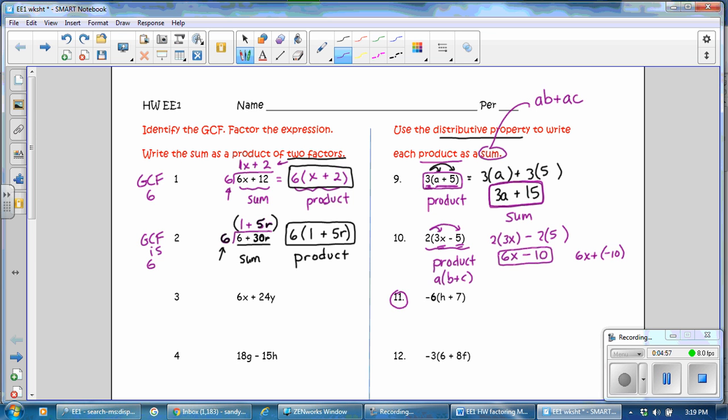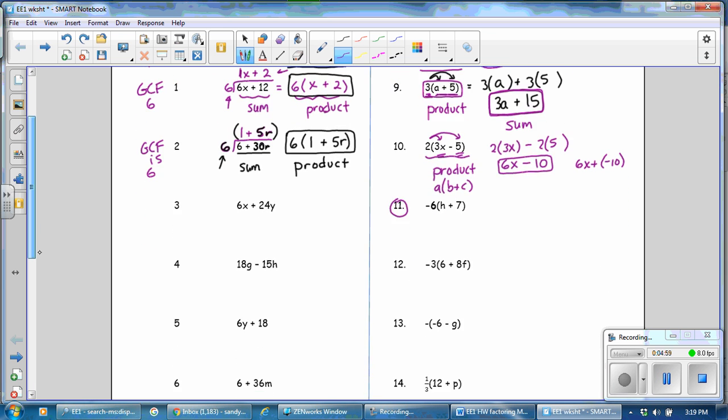11. Here we want negative 6 times the quantity h plus 7. So we want to draw our arrow to each term. We want -6 of the first term plus -6 times the second term. The first term is h, the second term is 7. -6 times h is -6h. -6 times 7 is -42.